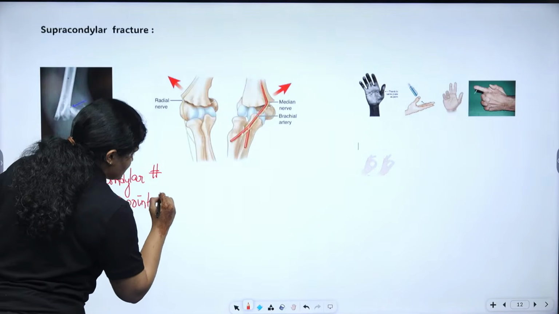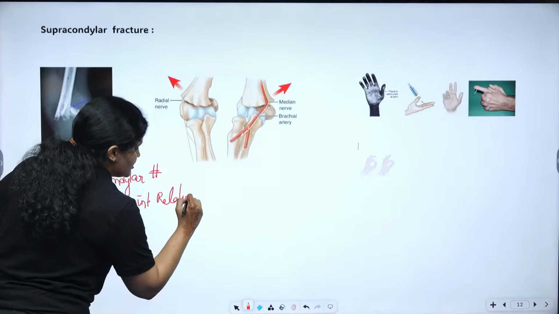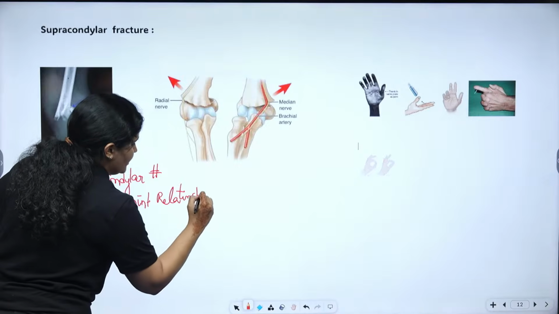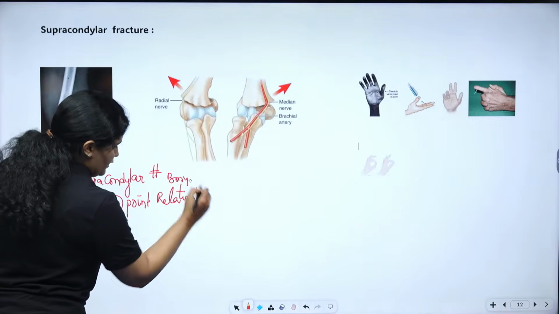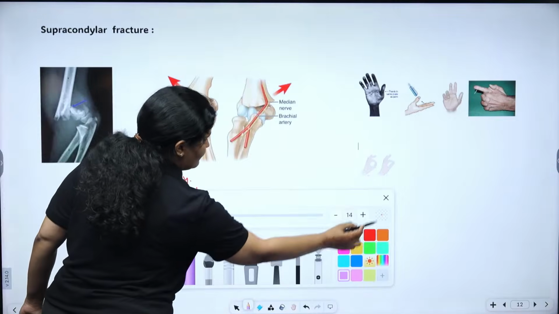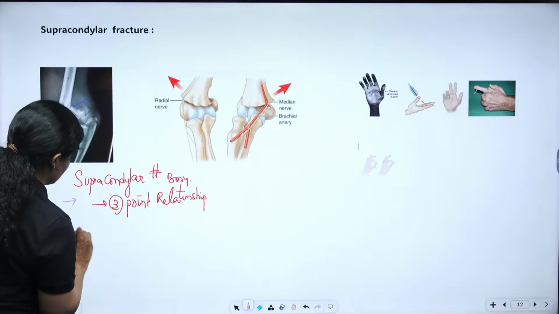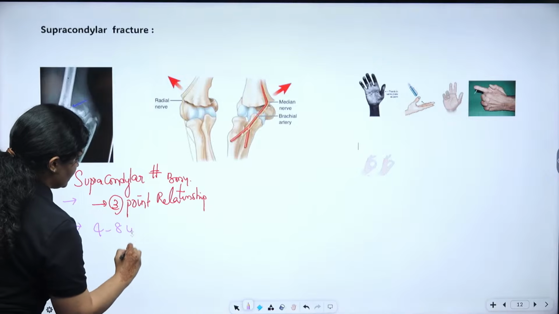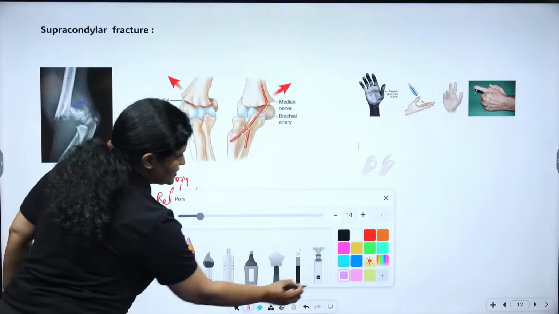So this is also asked in the exam. Your 3-point relationship is maintained in which of the following injuries? The answer is supracondylar fracture. And then they will ask you, it is mostly seen in the age group of 4 to 8 years.